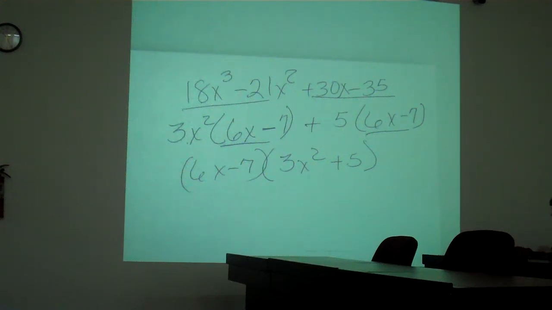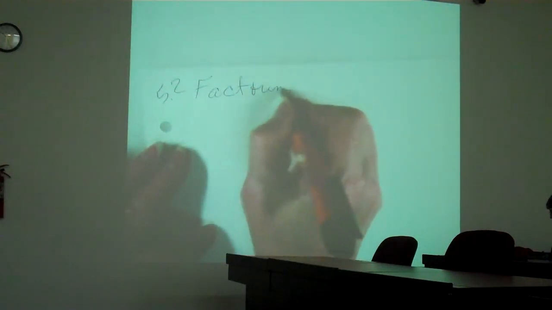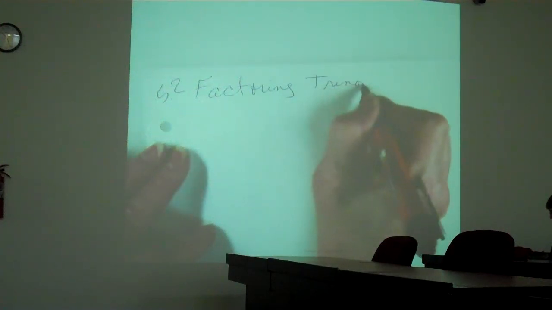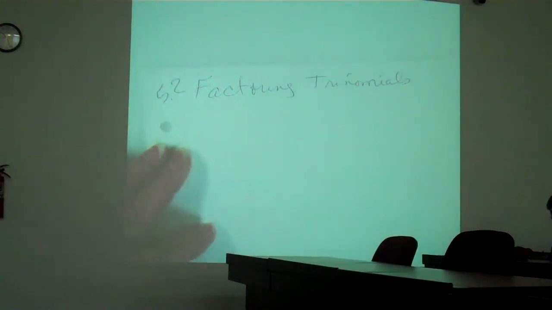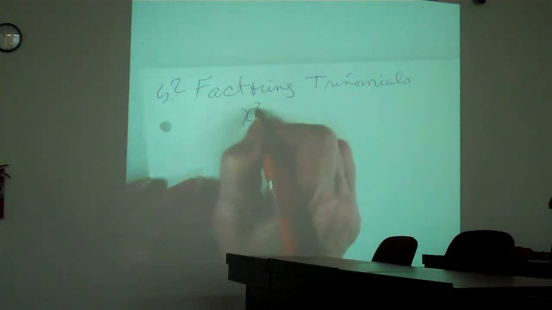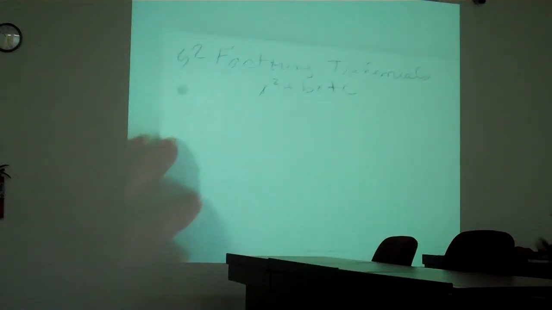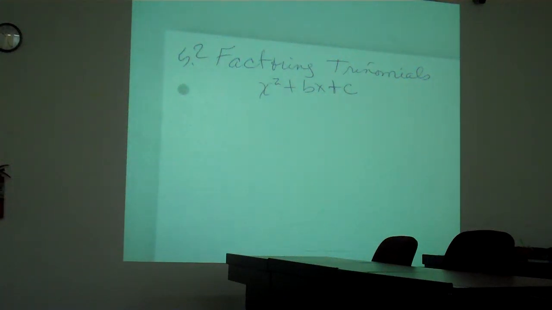Okay, let's factor. Going into 5.3 or 5.2, we're factoring trinomials. That means it has 3 terms, right? And they're going to be of the type x squared plus bx plus c. That means there's an x squared term and an x term, and then one that doesn't have a variable.